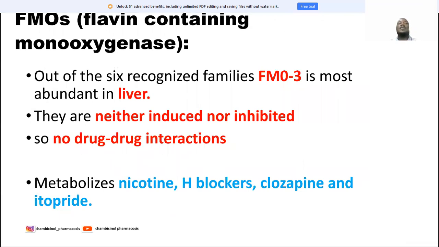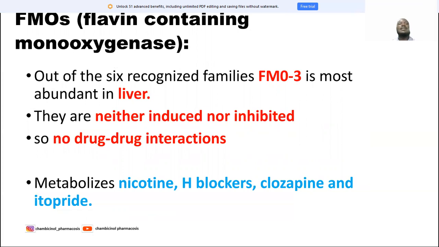And we say that the oxidation can also be by the flavin-containing monooxygenase. There are about 6 flavin-containing monooxygenases. Only flavin-containing monooxygenase 3 is involved in metabolism, and it is present in abundance in the liver. In this case, it is different from the cytochrome CYP450, because these are not induced and they are not inhibited. So there is no drug interaction.